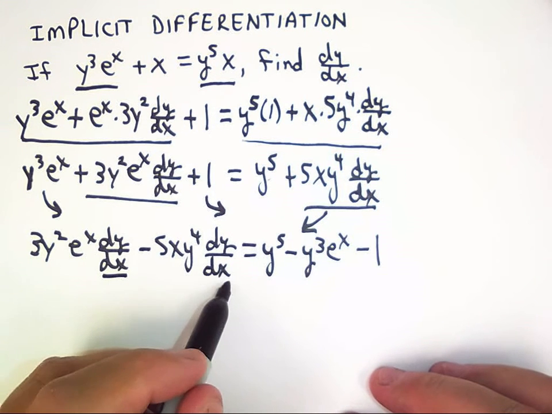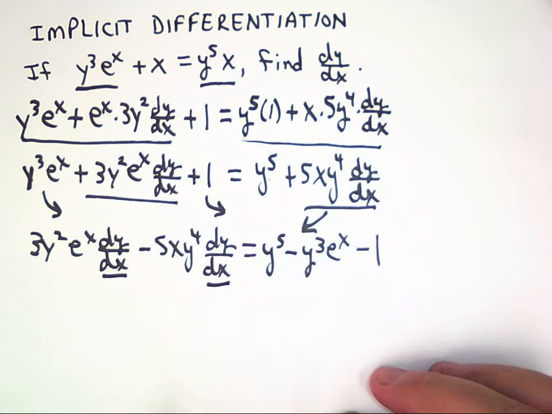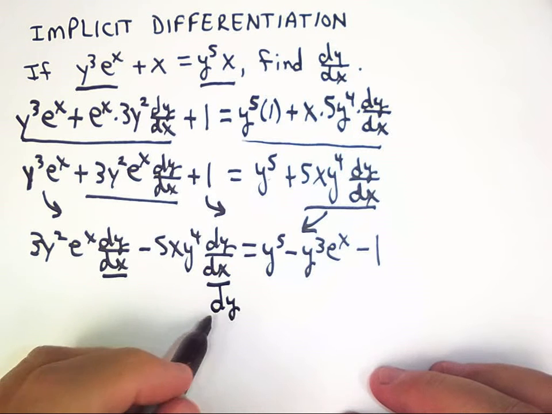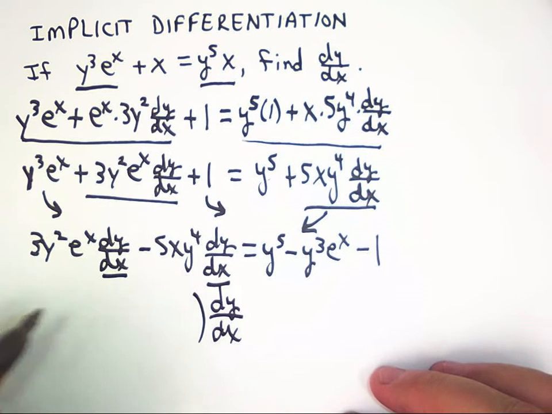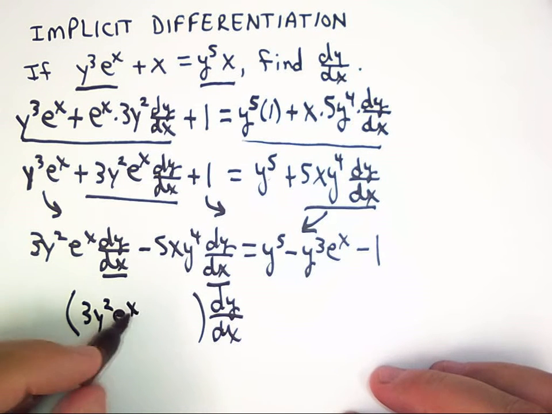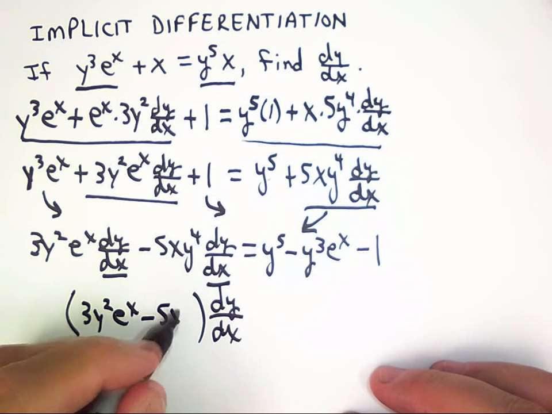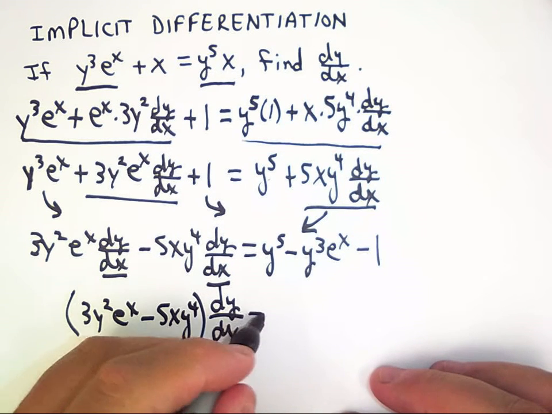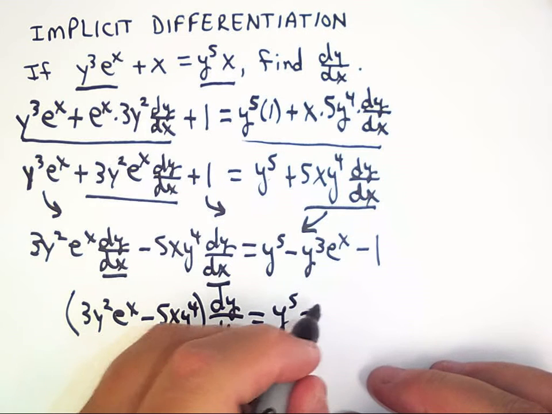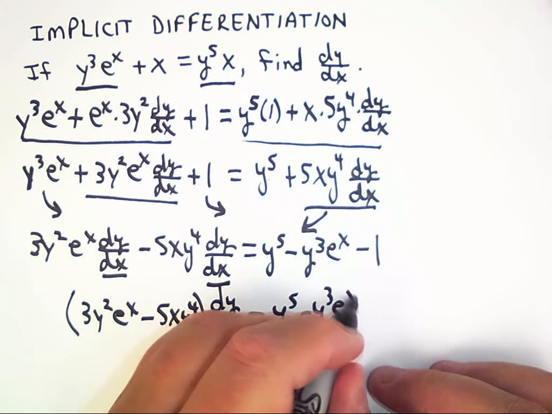Now that you've got everything with the dy over dx on one side, you factor it out. So you get dy over dx, and what you're left with in the first term is the 3y squared e to the x minus 5x y to the fourth. And then the right hand side is unchanged.